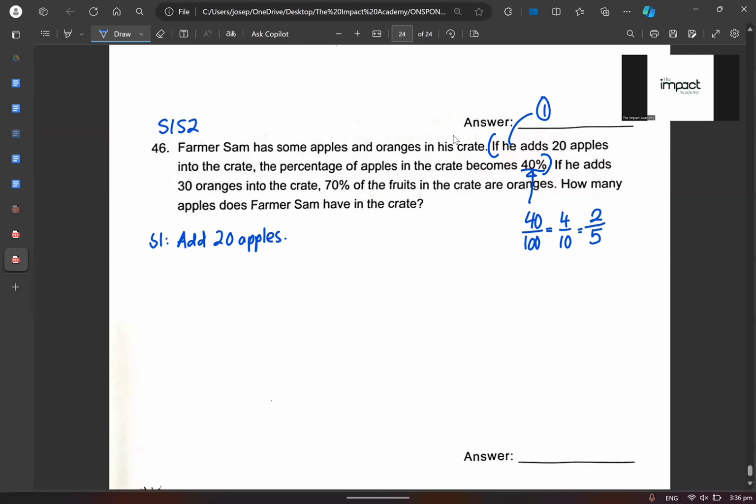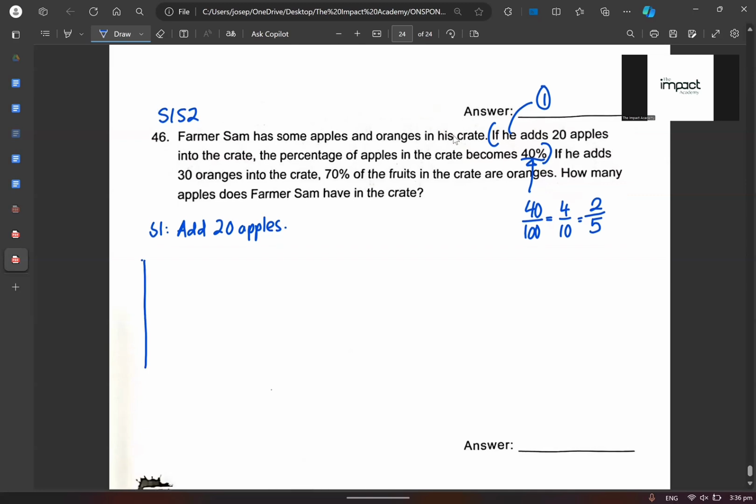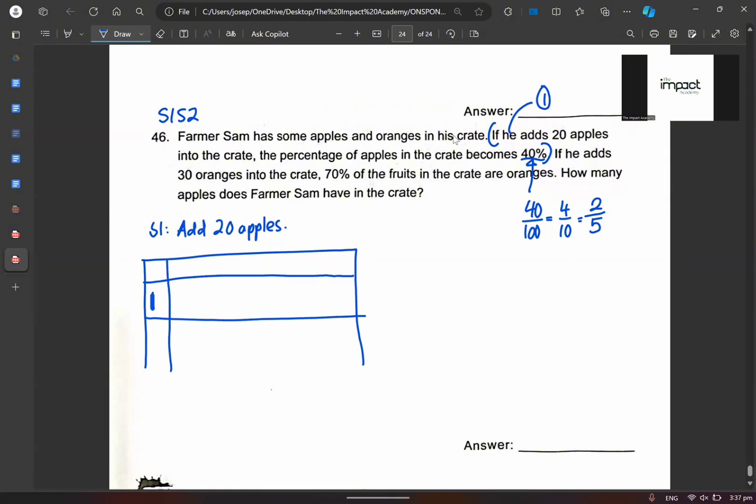Now, what we are going to do is draw a table. All right, what I have is for apples. We have our before, our change, and then finally our after. What do I have first? Do I know how many I have or I don't know? I have no idea. Then I'm going to split this up into apples and oranges.